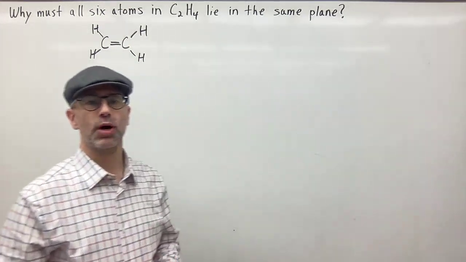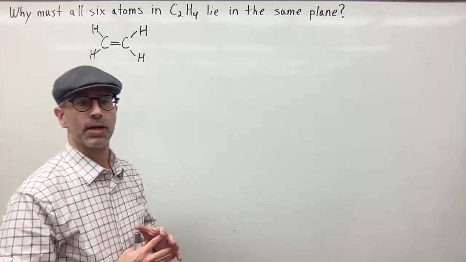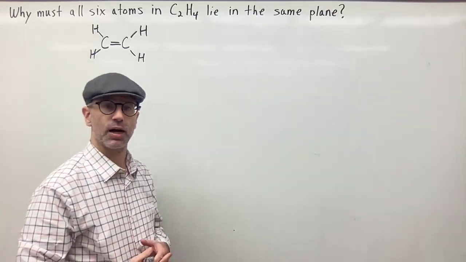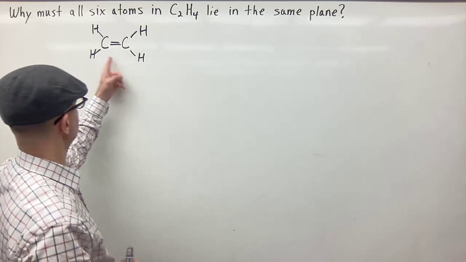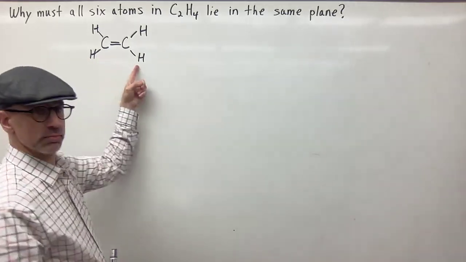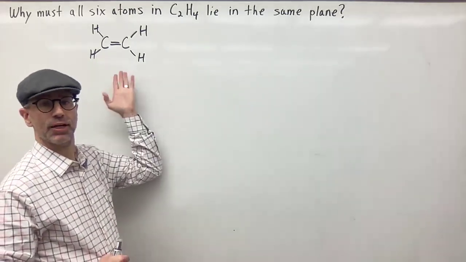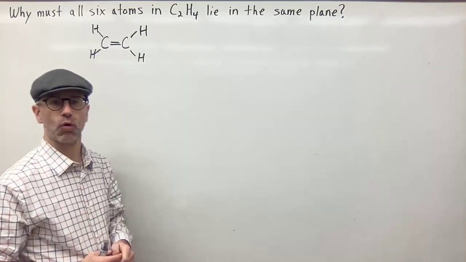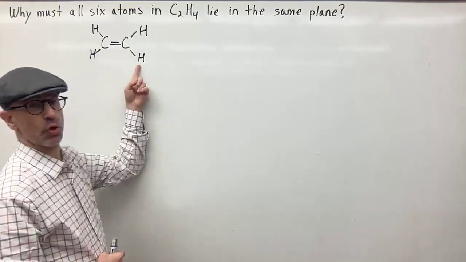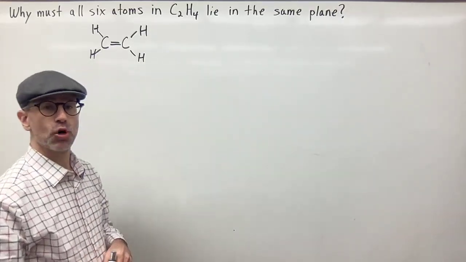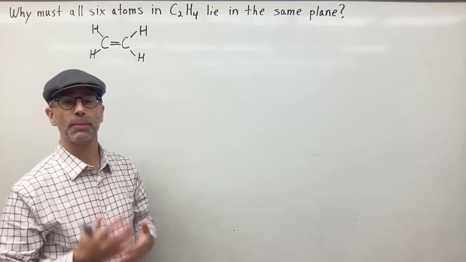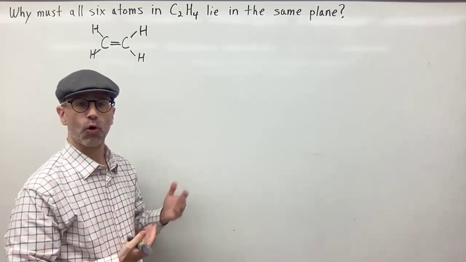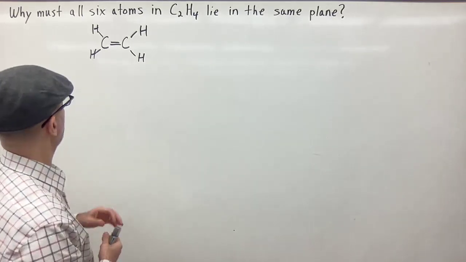The next thing we want to do is look at the hybridization among the two carbons. Hydrogen is going to have non-hybridized orbitals because hydrogen is only bonding once. So no hybridization is needed for hydrogen.